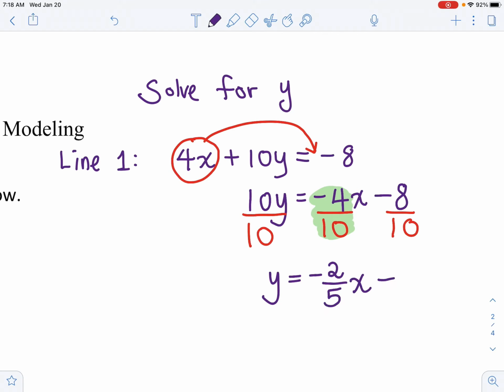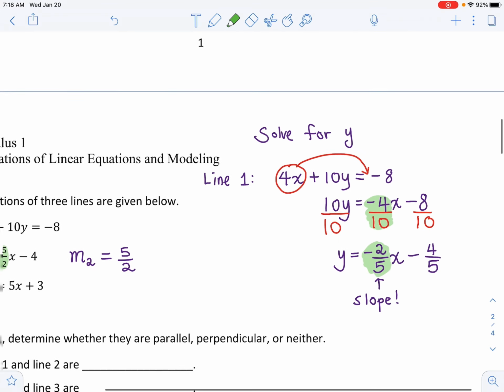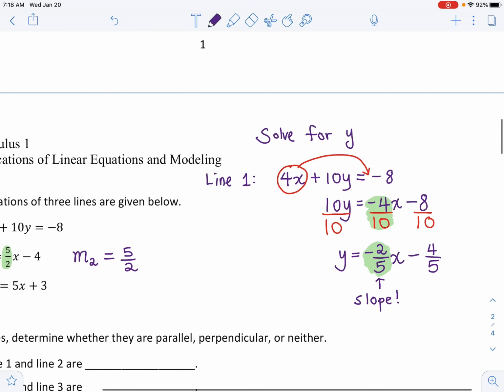And I don't care about this y-intercept. We're only focusing on the slope. But if I reduce that, that will be negative 2 over 5. I found the slope. Okay, let me write that down. It is negative 2 over 5. I wonder if this is the same or opposite reciprocal as the other one that we have already. Oh, well, I think they're related. All right, so I'll say that M1 is equal to negative 2 over 5.